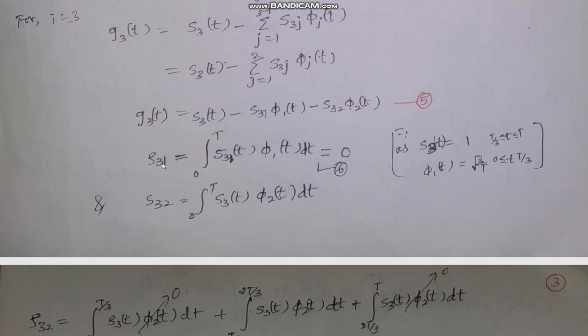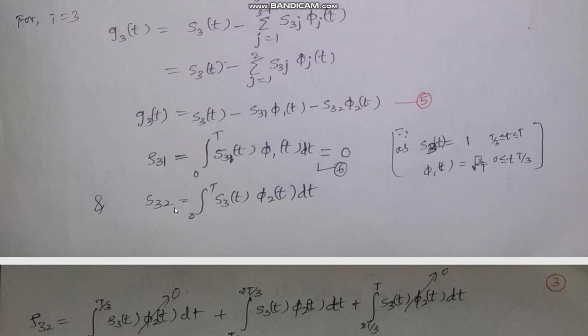How can we calculate s31? S31 is given by the integral of s3 of t times phi 1 of t dt over 0 to t. It will become 0 because there is no common area between s3 of t and phi 1 of t, which you can verify here. S3 of t is 1 between the interval t by 3 to t, while phi 1 of t is square root of 3 by t between 0 to t by 3. They don't have a common area between them. So when you multiply them, it will eventually become 0.